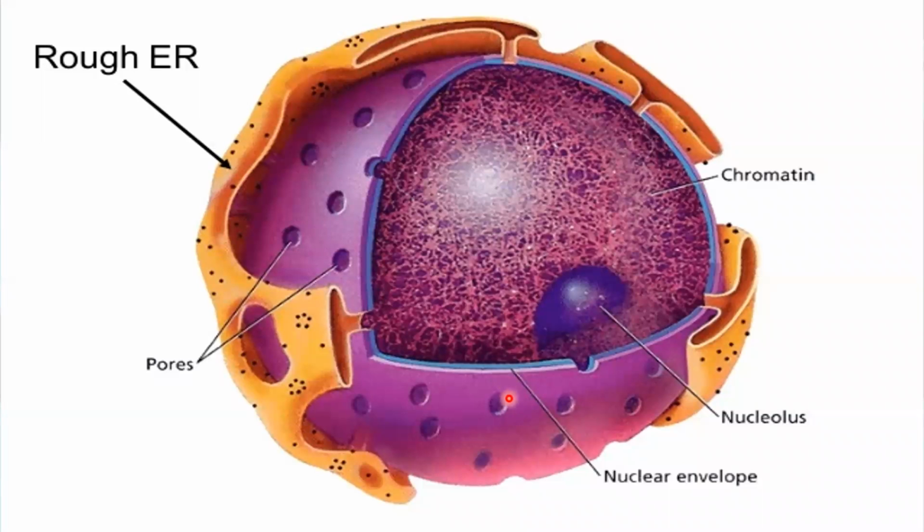Now on this envelope, pores are present. You can see here, these are nucleopores, responsible for transportation of substances from outside to inside and inside to outside. So this is the basic structure of a nucleus.